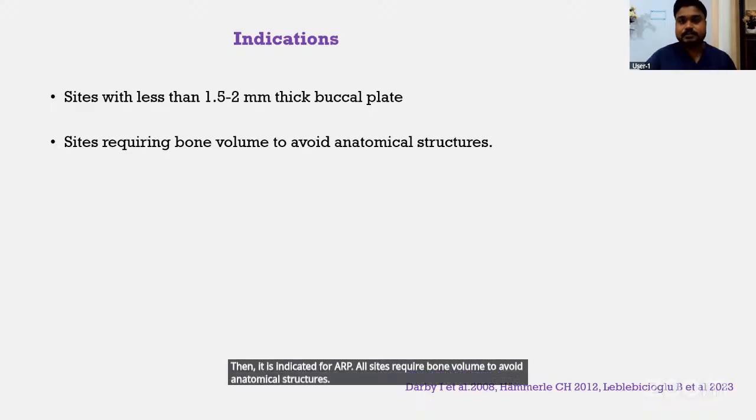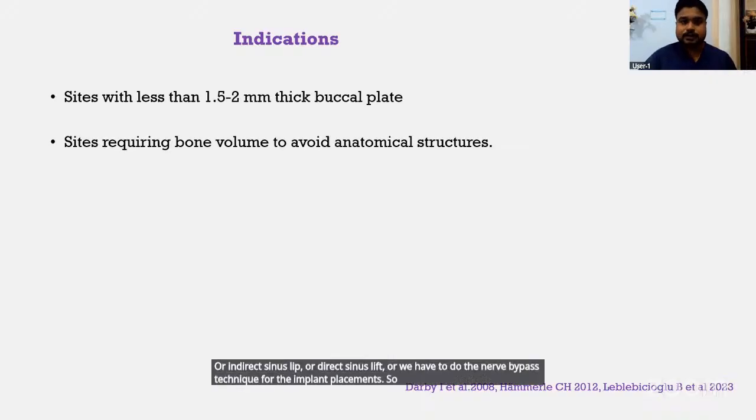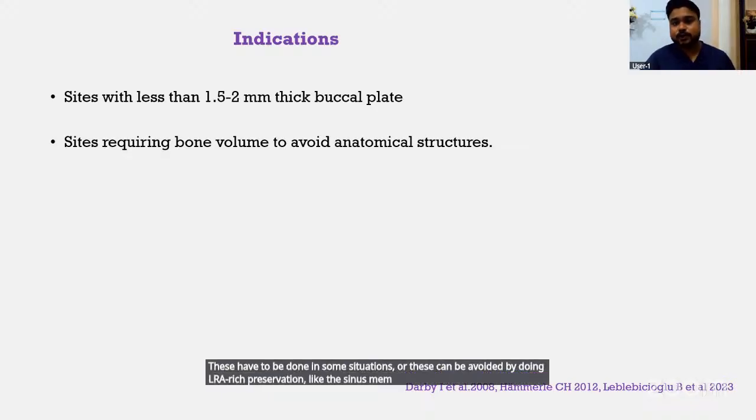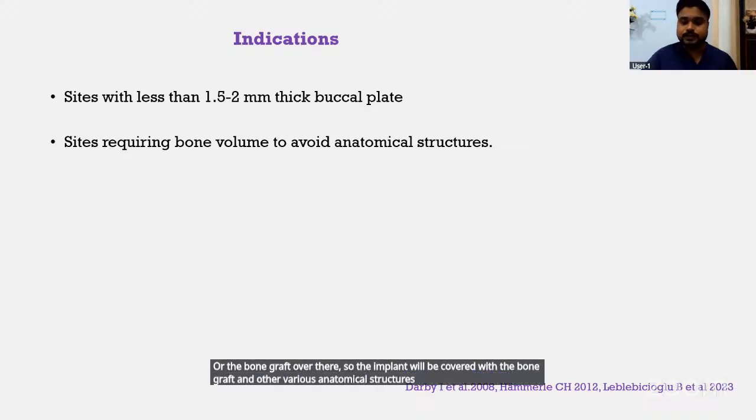Like you might have heard, a sinus lift has to be done before implant placement, either an indirect sinus lift or a direct sinus lift, or we have to do the nerve bypass technique for implant placements. These have to be done in some situations, or they can be avoided by doing alveolar ridge preservation. Like the sinus lift can be avoided by placing additional alveolar ridge or bone graft there, so the implant will be covered with the bone graft and other anatomical structures can be avoided.